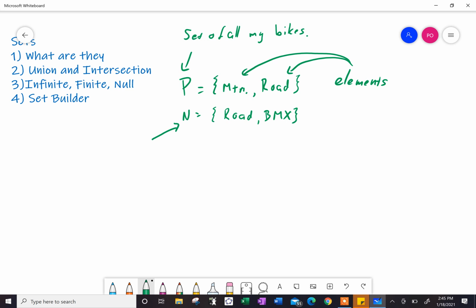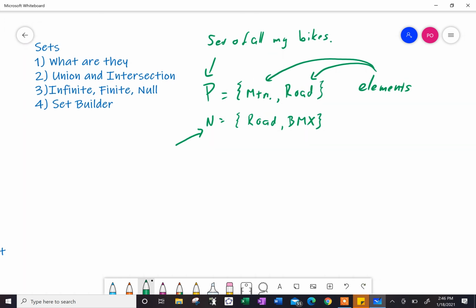But if I just said, what types of bikes do I have? I have mountain bikes, and I have road bikes, right? I might have 500 mountain bikes and 500 road bikes. I don't, and I wish I did, but I don't. But I wouldn't have to write that. I'd only have to write one each.